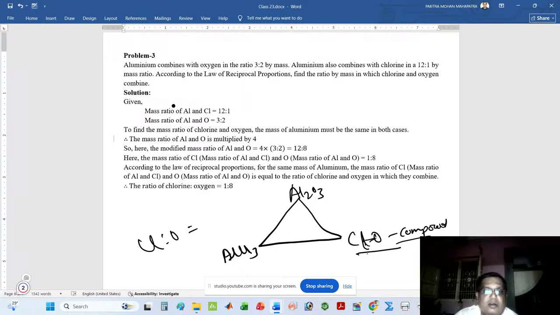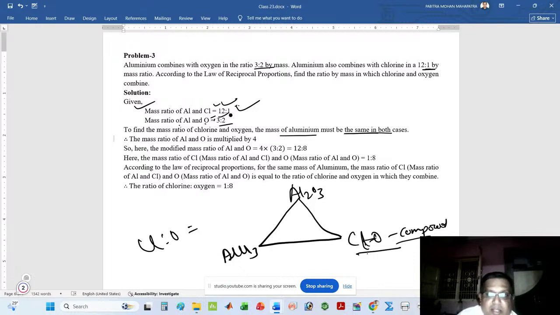If you think about the solution of problem number 3, look at that. Here the mass ratio of aluminum and chlorine is how much? 12 is to 1. That I have written. The mass ratio of aluminum and oxygen is what? 3 is to 2. To find the mass ratio of chlorine and oxygen, it is highly necessary to maintain the mass of aluminum the same. That means the mass of aluminum must be the same in both cases. Here aluminum, here also aluminum is present, but they are not the same. Our target is to make them the same.